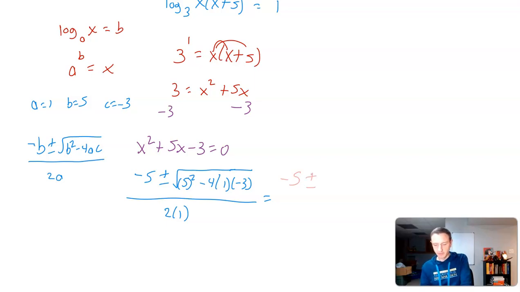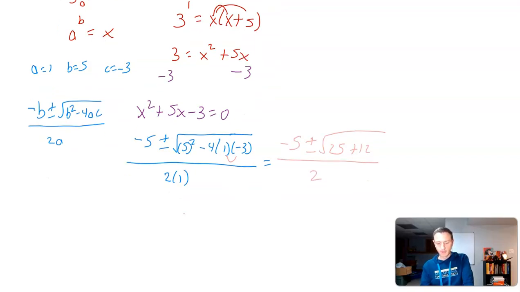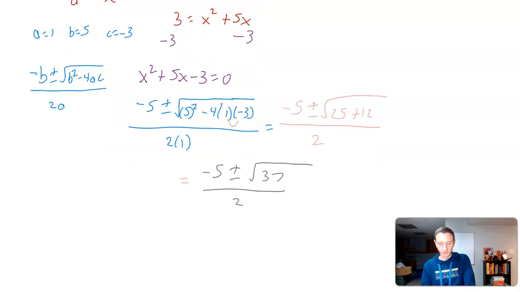Plus or minus the square root of b squared, which is 25, minus 4 times 1 times negative 3. 1 times negative 3 is negative 3. Negative 3 times negative 4 is positive 12. Over 2 times 1 is 2. 25 plus 12 is 37. I'm going to have negative 5 plus or minus the square root of 37 all over 2.